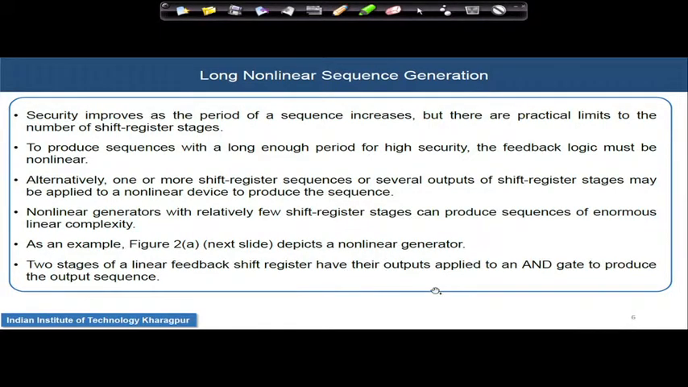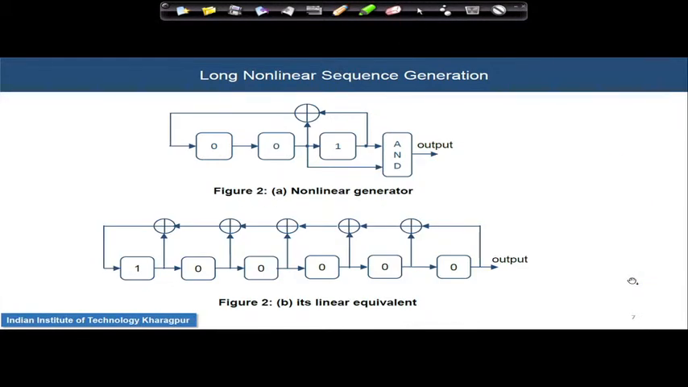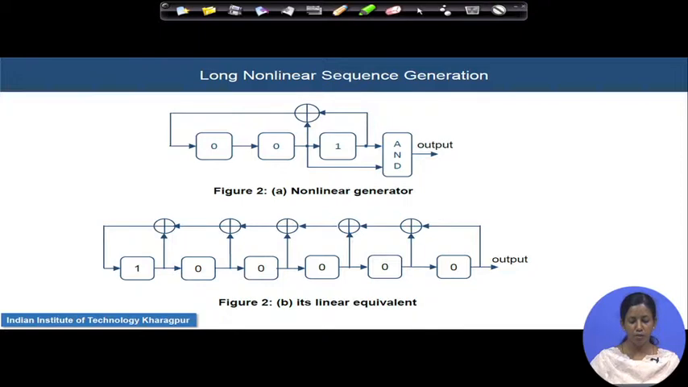And we will see both structures, where multiple output stages are fed to a nonlinear device. Here we have taken an example where we feed it to an AND gate to produce the output sequence, and another nonlinear generator is coming next. This is the circuit. A nonlinear generator is shown in figure 2a, where we have 3 stages. These values kept inside are nothing but their initial values, and this was a well known structure, as we were discussing since the beginning, where stage number 2 and stage number 3 contribute in the feedback path. We have improvised nonlinearity not by changing the feedback architecture but by taking the output of stage number 2 and stage number 3 and feeding it to an AND gate, and the final output is taken from here.